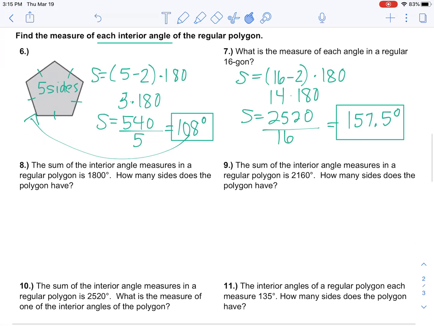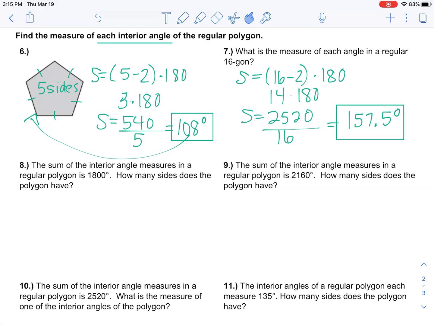Moving down to number 8 and 9. The sum of an interior angle measure in a regular polygon is 1800. So it's telling you this shape, no matter how many sides or how many angles it has, it's 1800 degrees inside. How many sides does the polygon have?